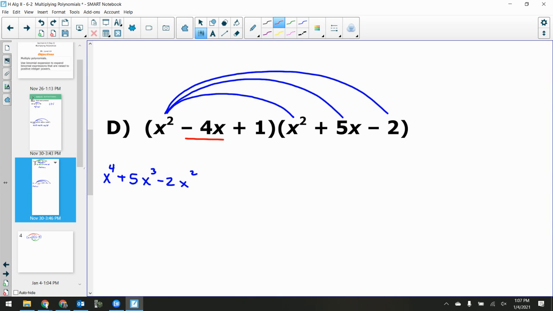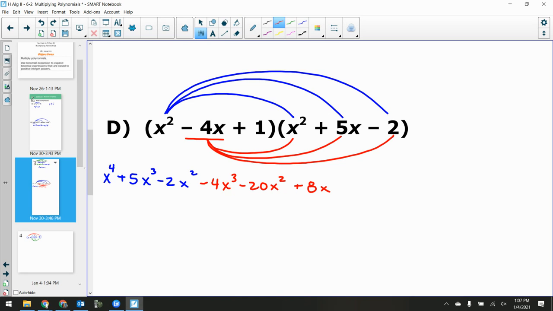Okay, let's distribute in the negative 4x. Negative 4x times x, negative 4x to the third, negative 4x times 5x, negative 20x squared, negative 4x times negative 2, positive 8x. And now we distribute in the 1. But distributing in a 1 is just going to keep everything the same. X squared, 5x, minus 2.